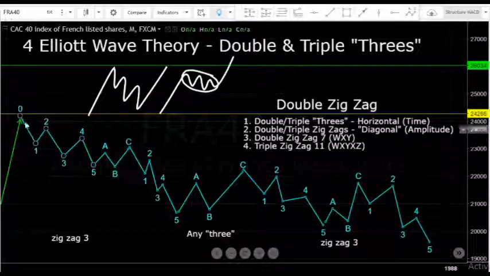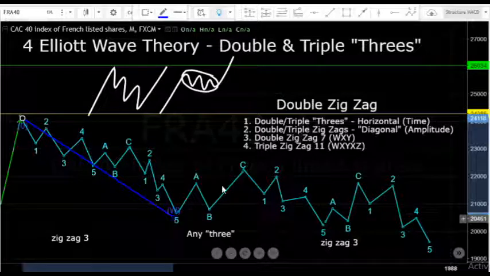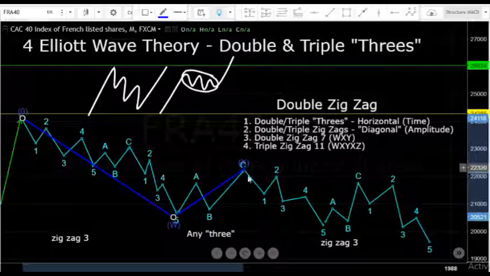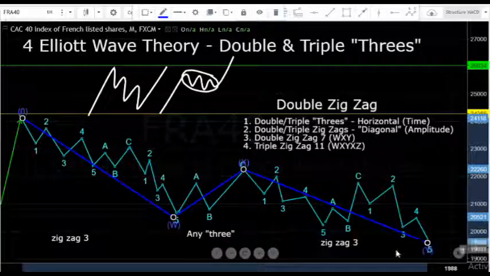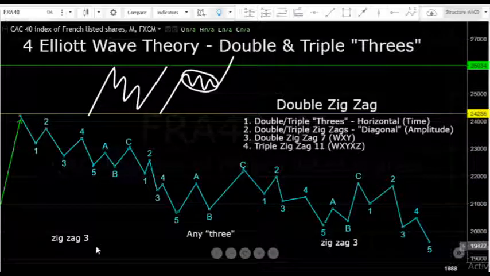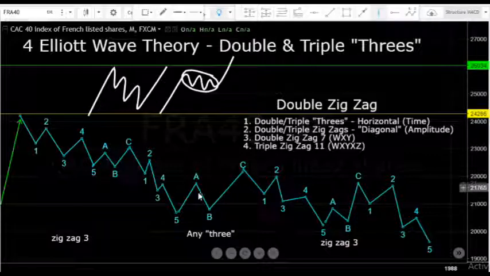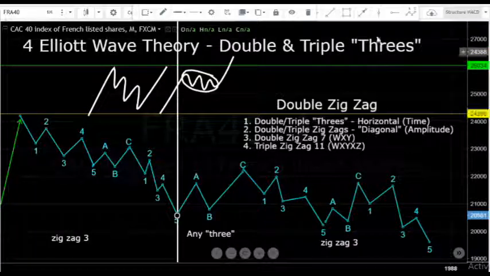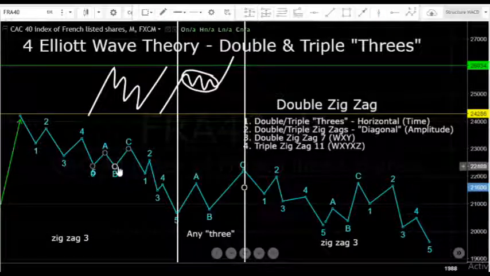And then how do we label this? Well, our zigzag would be our W, our connecting wave would be our X, and our second zigzag would be our Y. So here we have it, a zigzag, any 3 and a zigzag, and we put our horizontal lines in, we can see how it's split up.